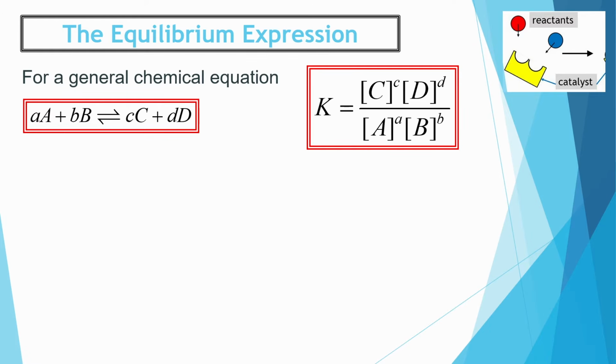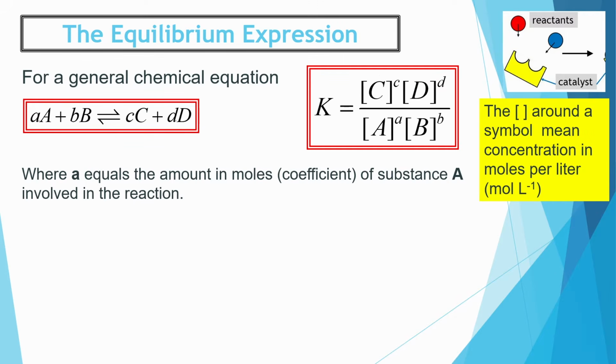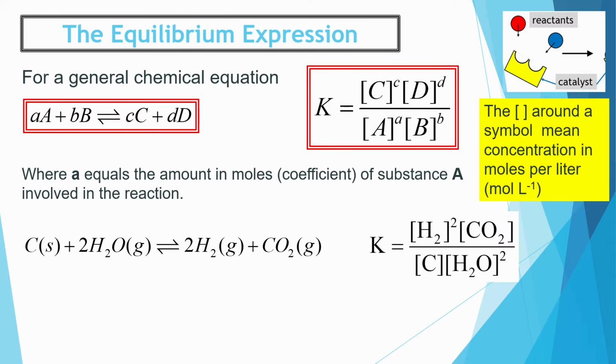Now the products have to be written in a certain way. We have to put a square bracket around the substance, and then its coefficient has to be written as an exponent. What do I mean by that? Well, let's look at an example here. Here's an example of carbon reacting with two waters to produce two hydrogens plus carbon dioxide. Notice that my products are already on the top, and there are two of them, so I'm going to write this expression.